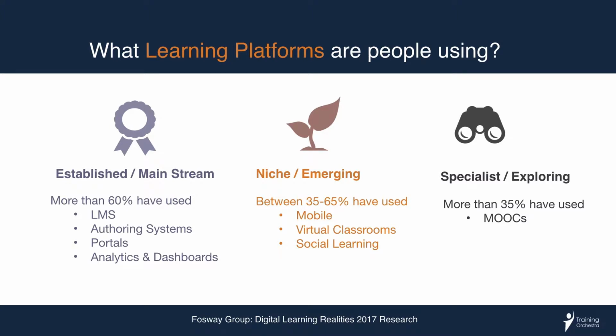Now, it's no secret that it's an unprecedented time of change and innovation in L&D. I'm just sharing a few research points from an organization called the Fosway Group, which is an expert analyst research firm out of the UK, and they focus on the learning and HR markets. They found that there were 3 broad categories of learning platforms. The first, established and mainstream platforms. This would include LMSs and authoring systems. And 60% of organizations have one or more of these types of mainstream solutions.